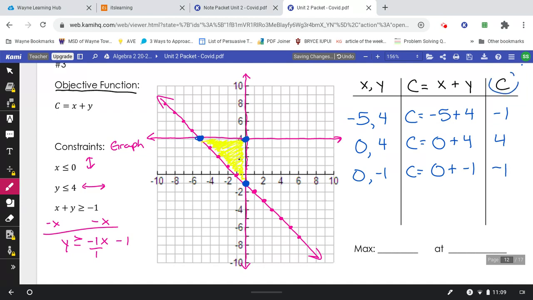Looking at your C part of your column, you're looking for the largest number. That will be 4. And then you come over here to see where that happens. That would be at the point 0, 4.